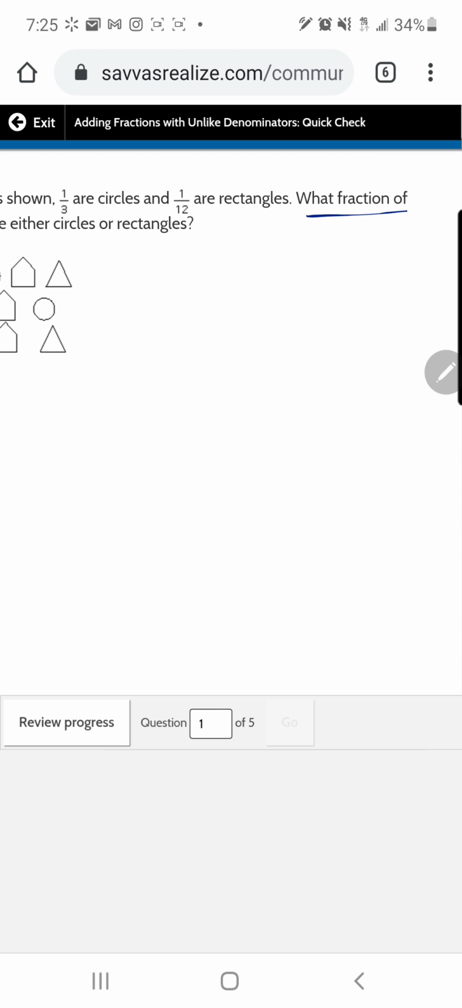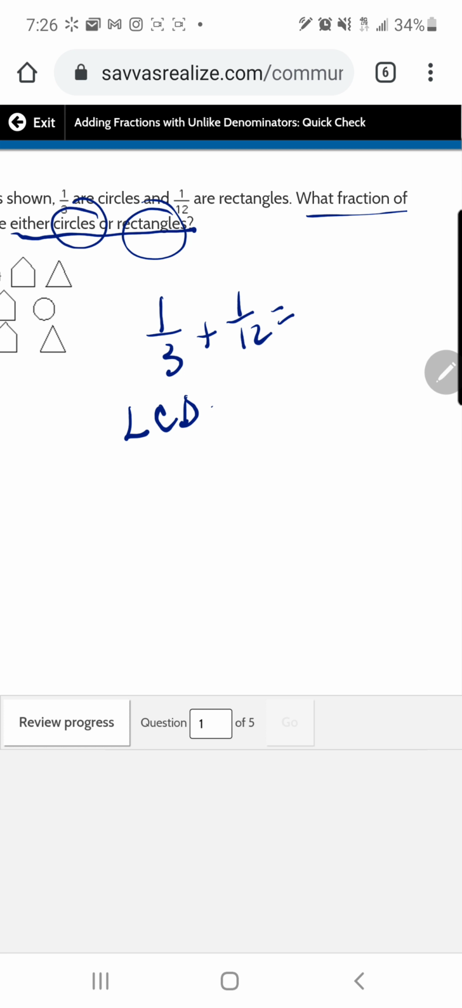What fraction is either going to be the circles or rectangles? And since we want to put them together, we want to add 1/3 plus 1/12. You can't add these fractions because they have different denominators, or unlike denominators. So how do we find that? Well, we find something called the least common denominator. It's also known as the least common multiple.